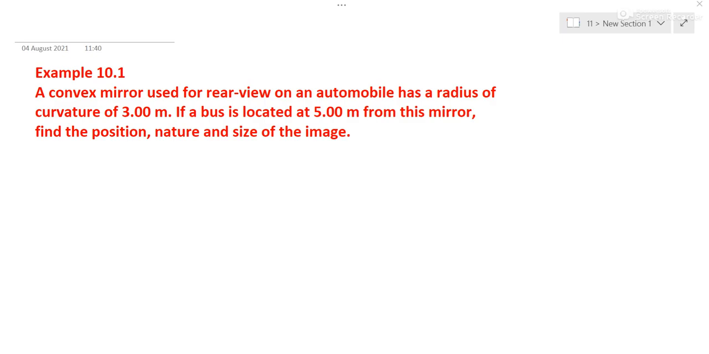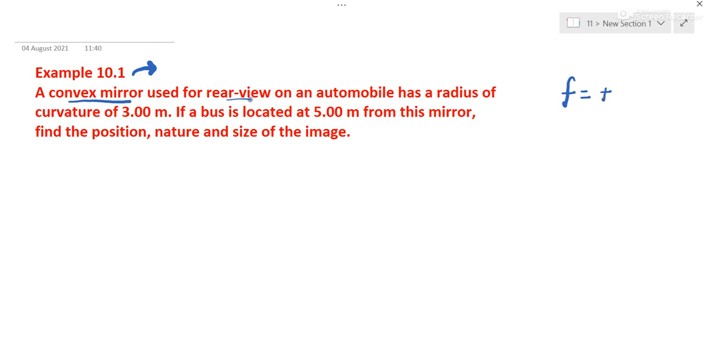Hello children, so this is the first in-text numerical of the chapter Light. A convex mirror. So it is a convex mirror. Remember the sign convention for convex lens and convex mirror: focal length is positive.